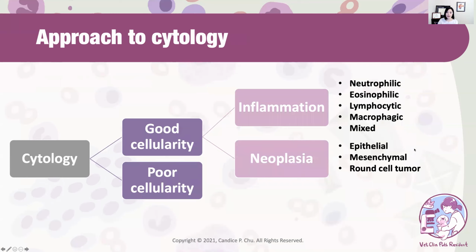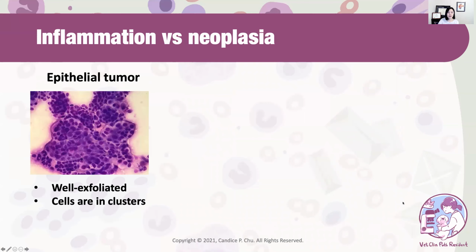All right. So we have talked about all the inflammation, and then we will be moving on to talk about neoplasia. And there are three most common types of neoplasia: epithelial, mesenchymal, and round cell tumor. So for epithelial tumor, it's usually well exfoliated. So when you take the sample, you can usually get a highly cellular sample. And the cells in low power tend to stay together in clusters, as you can see here in this picture.